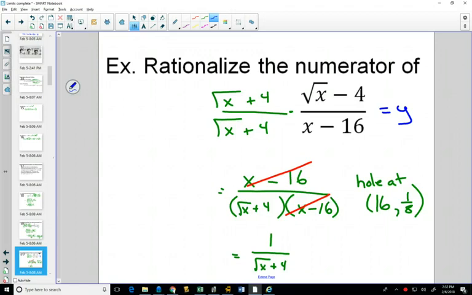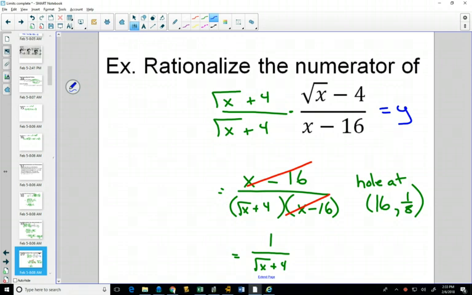And how do we find the coordinates of that hole? Well, we know the non-permissible value is 16. That's what's not allowed. But after it simplifies, you could plug 16 back in, and you would get 1 over the square root of 16 plus 4, which is 4 plus 4, 1 over 8. So this would have a hole, if you were graphing, at 16 comma 1 over 8. That's connecting it to what you did in grade 12 with graphing these things and finding out what happens when a factor cancels out with another factor.